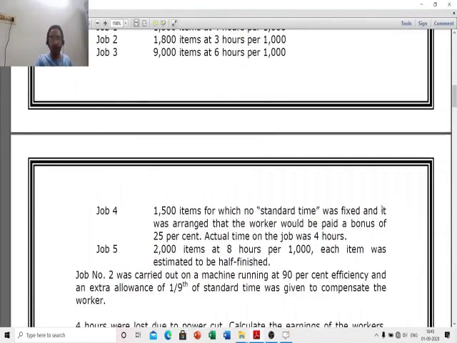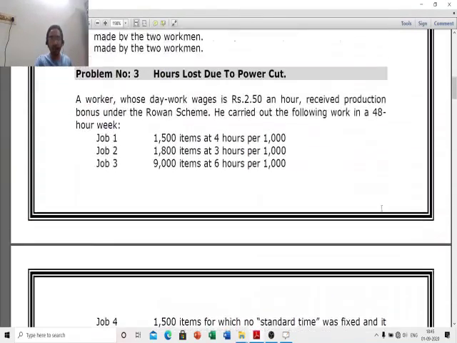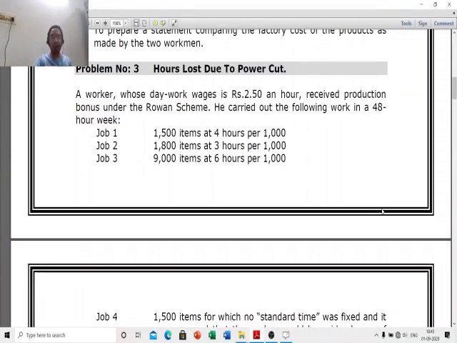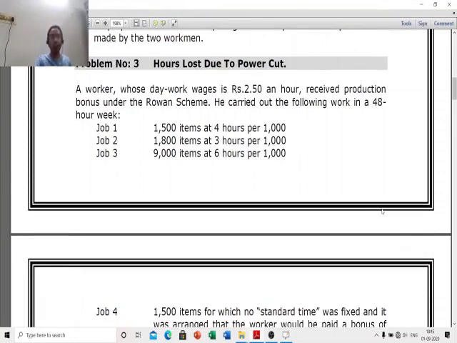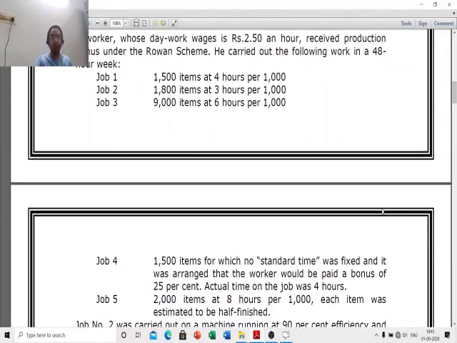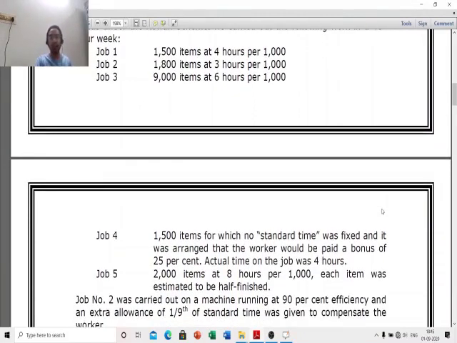So now let's take a quick look at problem number 3. A worker whose day work wage is 2.5 an hour received production bonus under the Rowan scheme. He carried out the following work in a 48-hour week. Job 1, 1,500 items at 4 hours per 1,000 items. Job 2, 1,800 items at 3 hours per 1,000 items. Job 3, 9,000 items at 6 hours per 1,000 items. Job 4, 1,500 items for which no standard time was fixed, and it was arranged that the worker would be paid a bonus of 25%.